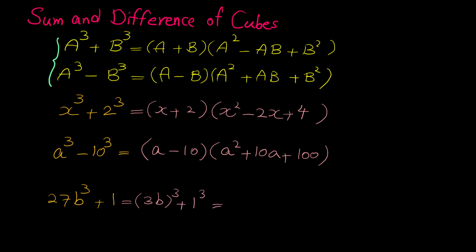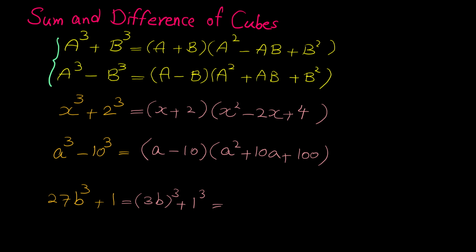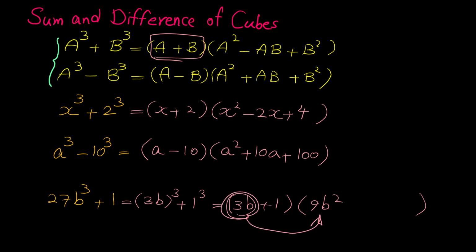Now we can use this identity to factor. The factored form would be a plus b. Here a is 3b, so 3b plus b, and b is 1 in this example. Then we have a to the 2. What is a? a is 3b, so 3b to the 2. Raise this term to the power of 2, it would be 9b to the 2.